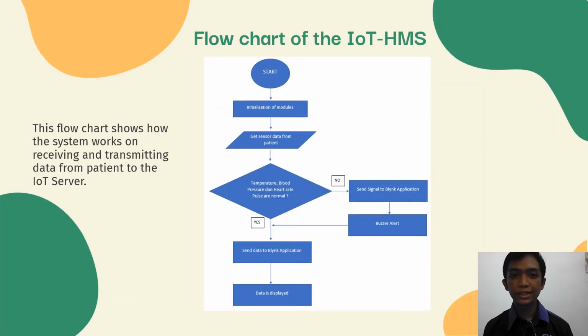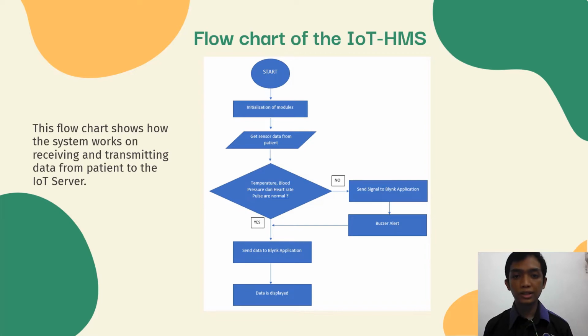As you can see here, the flowchart of the IoT Health Monitoring System. This flowchart shows how the system works in receiving and transmitting data from the patient to the IoT server. From the start, the next step is initializing the modules. Then it gets sensor data from the patient.